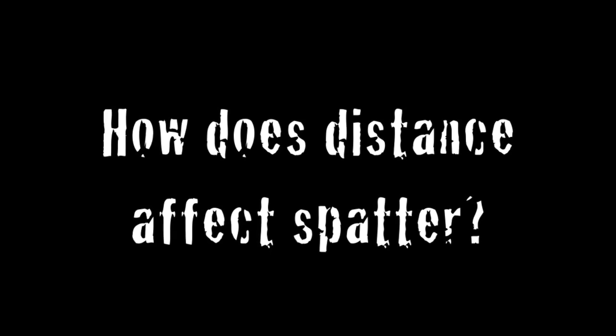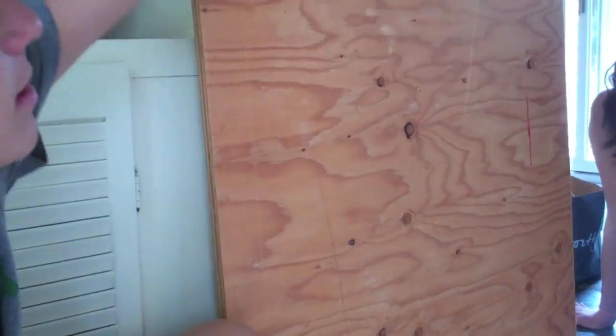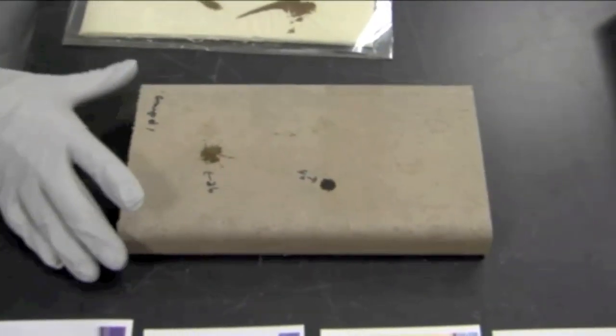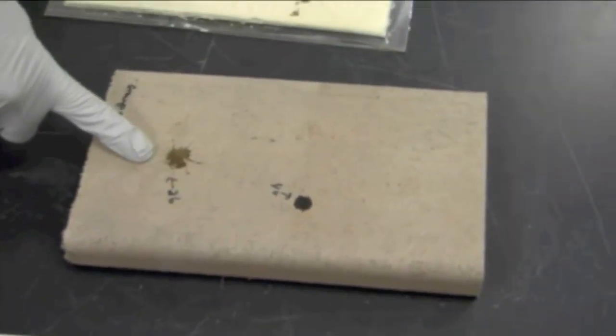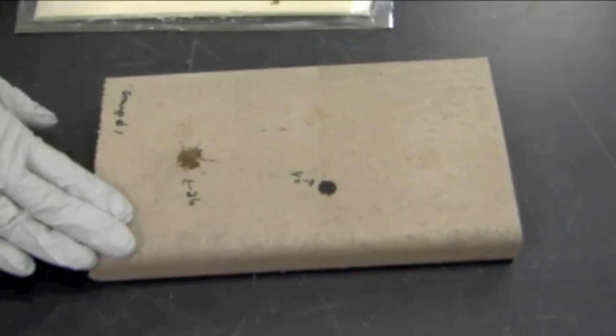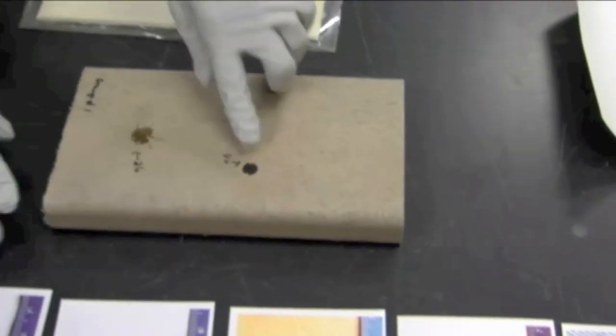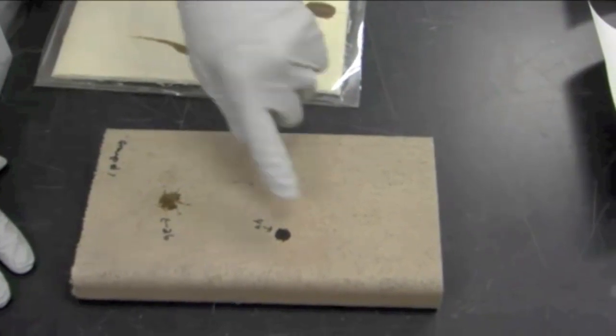By the blood splatter, could you tell how high the blood came from? Would the splatter be bigger or smaller? This is from 4 inches, and this is from 36 inches. So it's on the same surface, but you see that this stain is smaller than this stain.